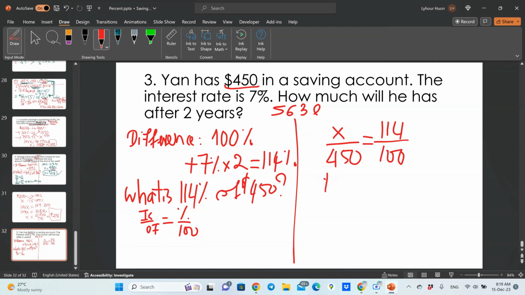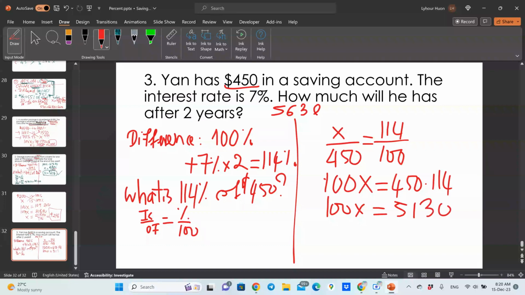we do cross multiplication. So 100x equals 450 times 114, right? Yes. Okay, so far so good. Oh no, I was right the first time. It was 51,300 when you multiply it. I just forgot it. Okay, so when we multiply, the answer is 51,300.